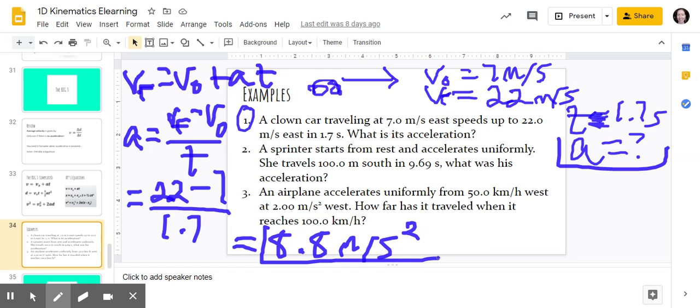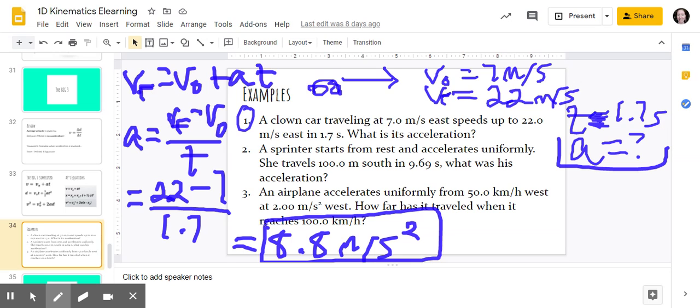Remember, accelerations are meters per second squared, because they're meters per second per second. So that's our answer. And again, when you're doing a homework problem for me, please put a box around your answer so that it's easier for me to see it.